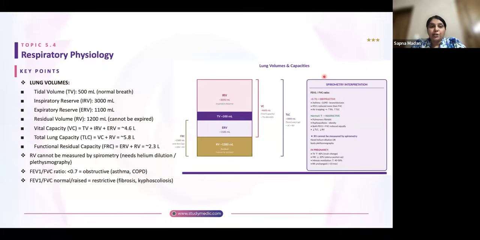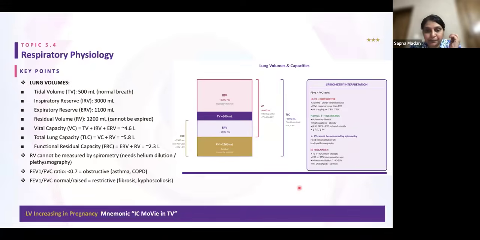FEV1 by FVC ratio less than 0.7 implies that the patient has some obstructive respiratory disorder like asthma or COPD. If the FEV1 is normal or raised, then it could be a restrictive pathology like fibrosis or kyphoscoliosis. Now, we'll just discuss what these volumes are and what happens in pregnancy.